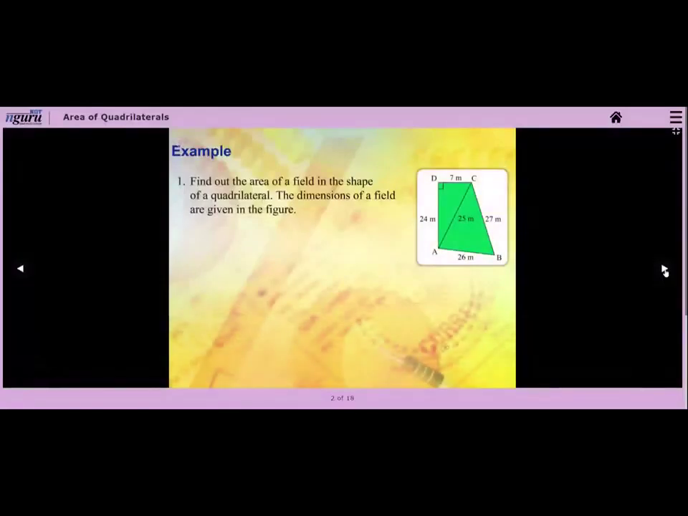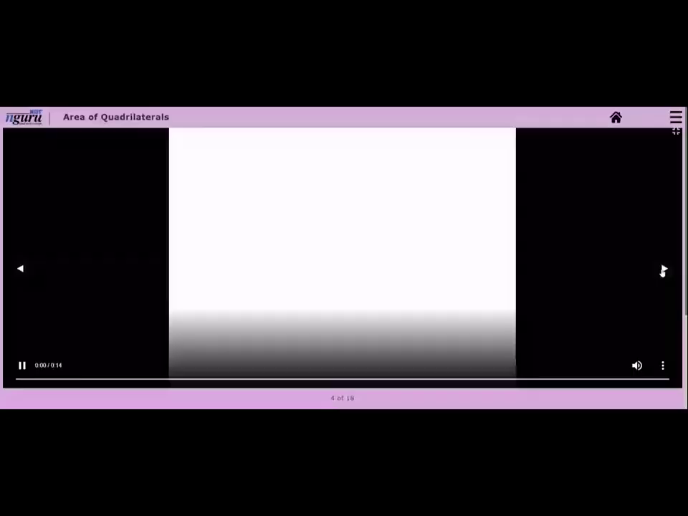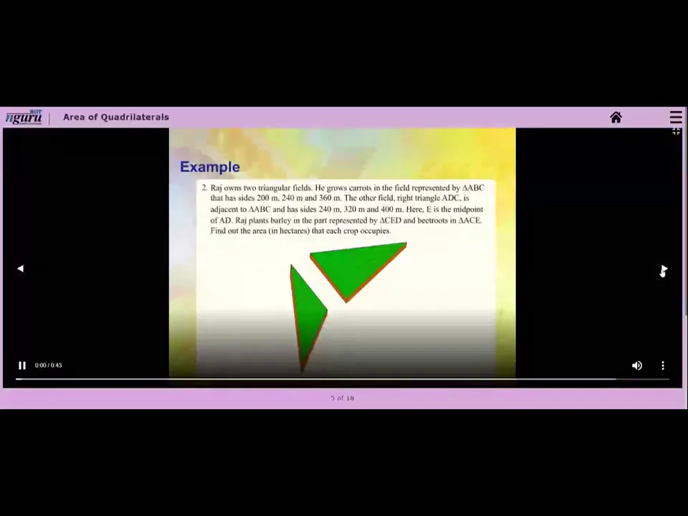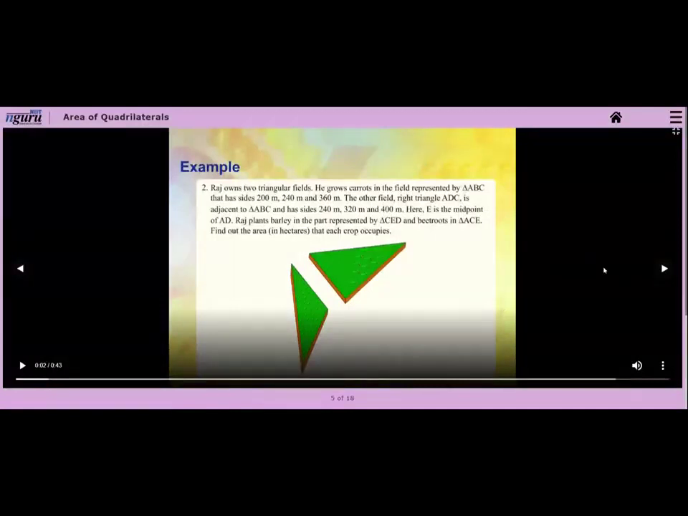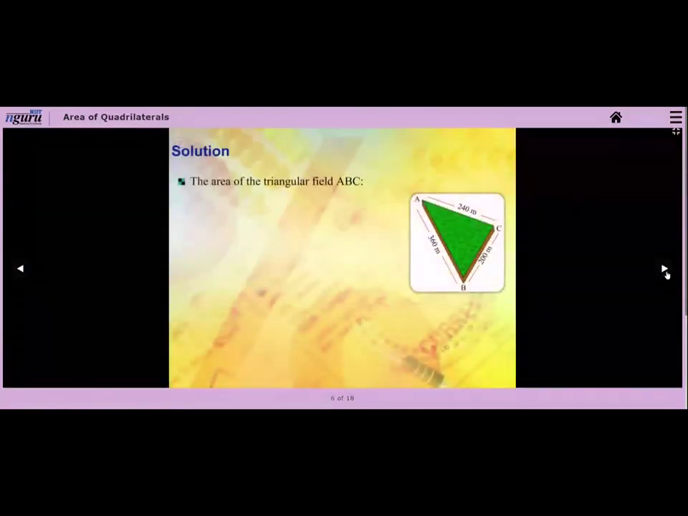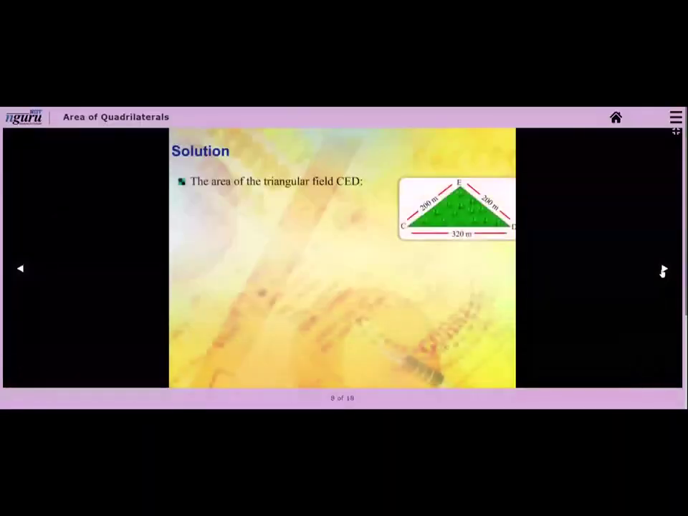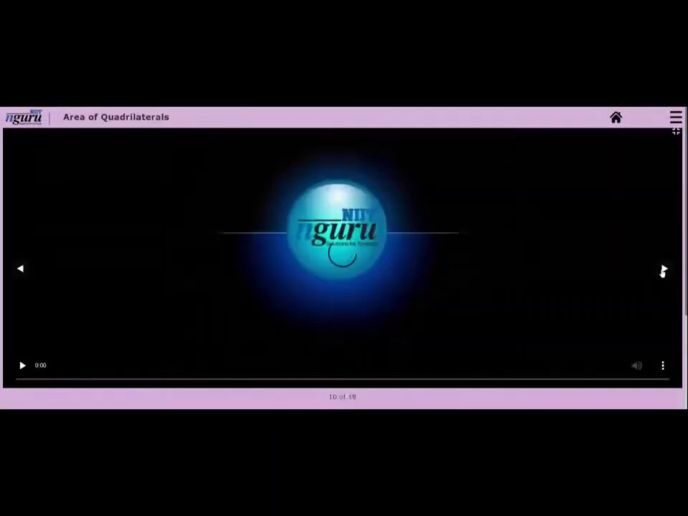Now take some examples based on the area of the quadrilateral. This we had done. Raj owns two triangles. So here also you can find the areas of each triangle. Now find out the area of the triangular field A. Now we have to find out.